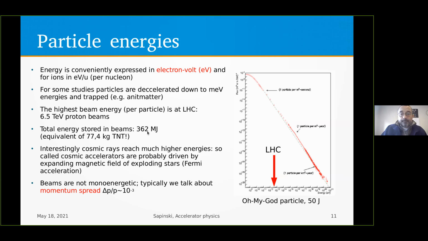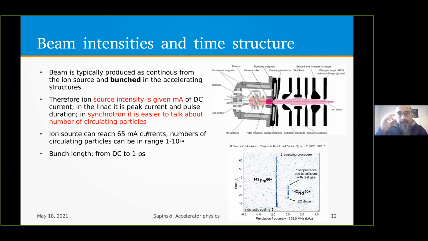Now, in the beams, we don't care only about the maximum energy, but also about the energy spread. We actually prefer to talk about momentum spread, but it doesn't matter at this point. The typical energy or momentum spread is of the order of 10 to the minus 3 in the machines that we are using. It's an important number. It will come back later.